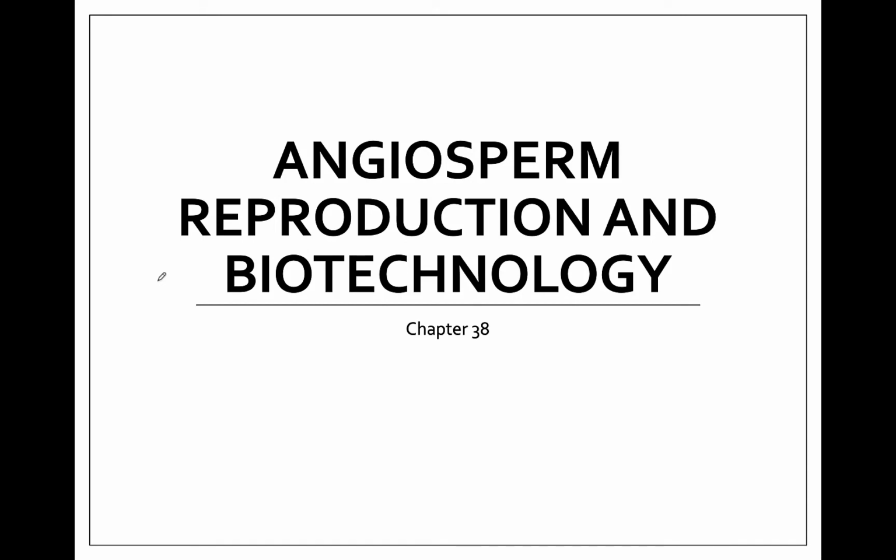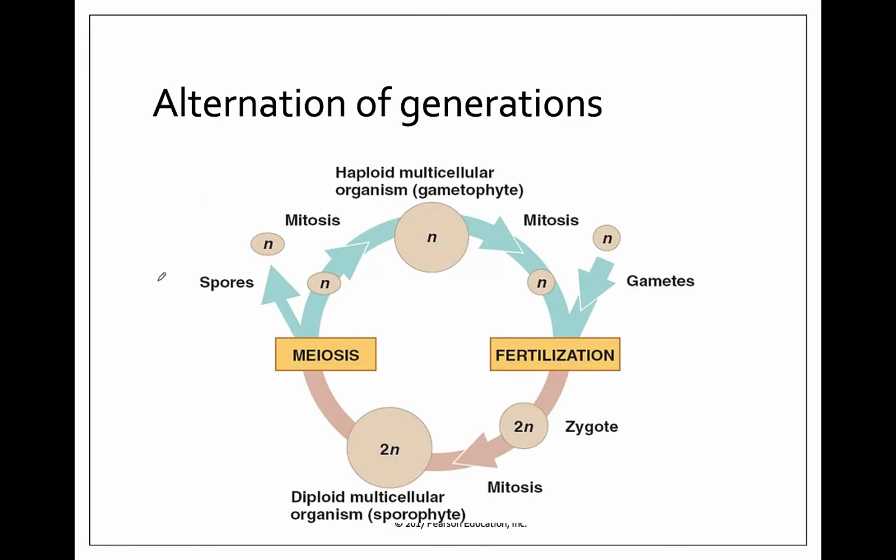Chapter 38 is going to focus on angiosperms specifically, so flowering seed plants, and how they reproduce. So I want to start with the general life cycle of a plant. And this is a fairly complex life cycle compared to things like animals and fungi, and it's called alternation of generations. The term alternation of generations comes from the fact that there's two different types of generations.